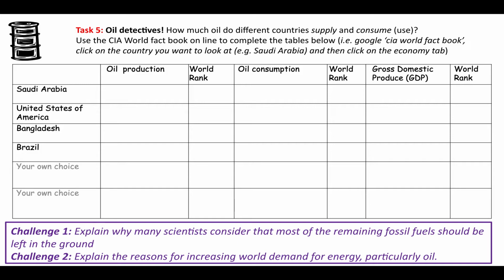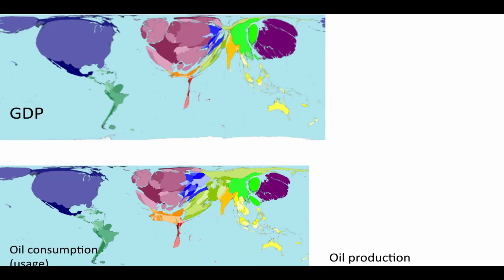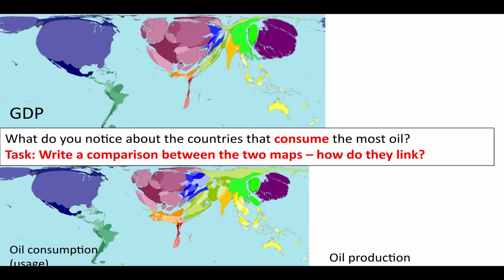Okay, thank you for doing that. One of the things that you probably will have found is that there is a link between oil consumption, how much oil a country uses, and GDP, how much money they earn.